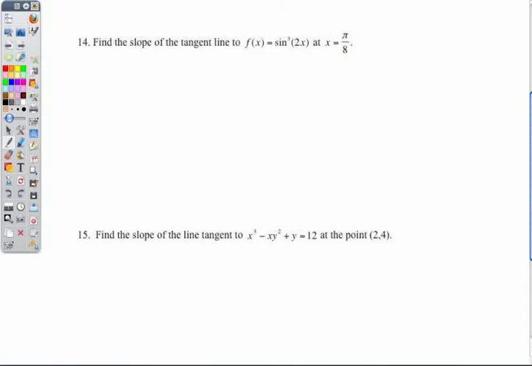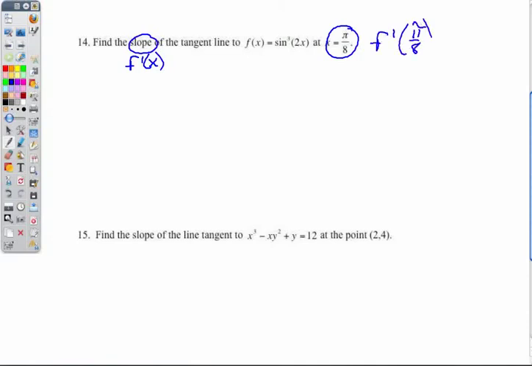14, find the tangent line to f of x is equal to sine cubed of 2x at x is equal to pi over 8. So anytime we have a question that's asking for the slope of the tangent line, we're really having to look at the derivative. Now specifically, we don't just want the derivative here, we want the derivative at the point x equals pi over 8. So we actually want f prime of pi over 8.